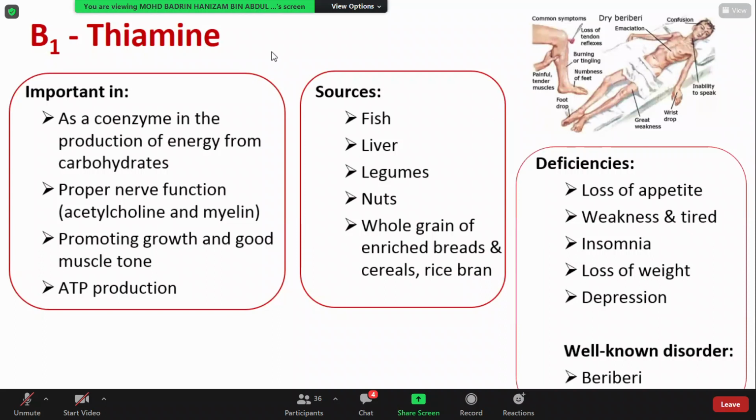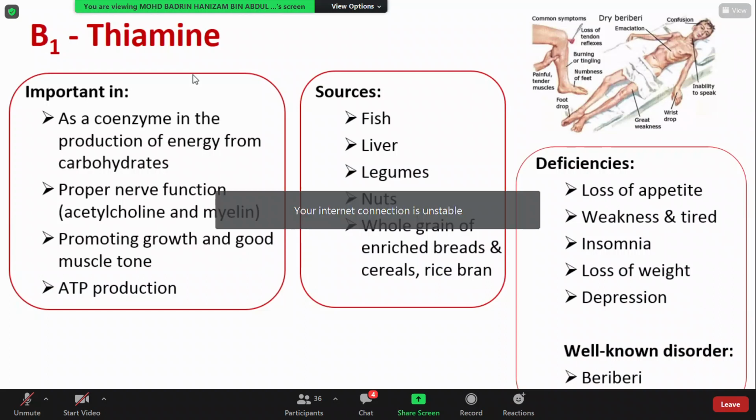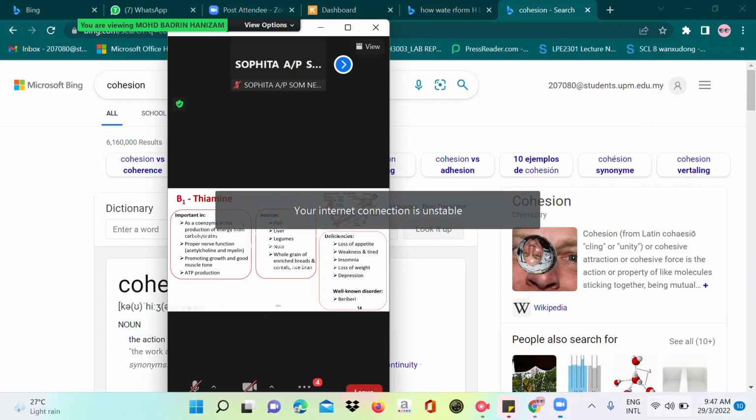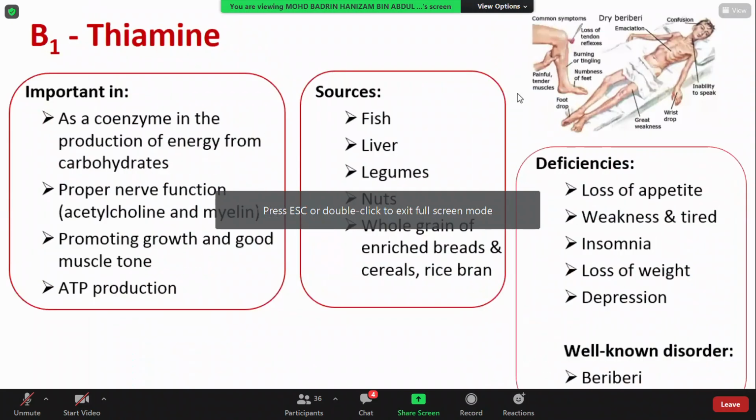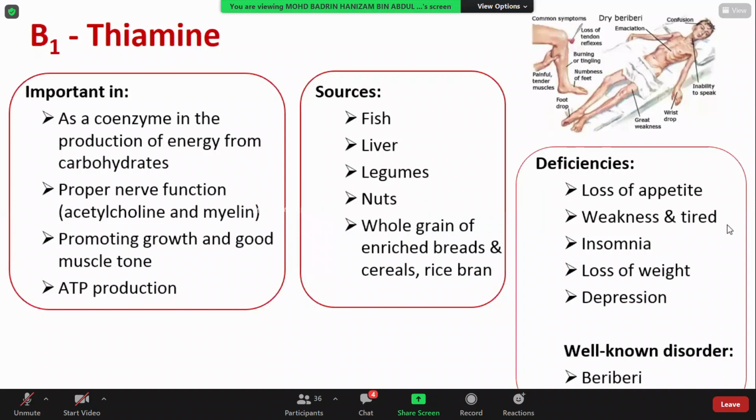So how about the deficiencies of vitamin B1, thiamine? Because vitamin B1 is responsible for energy production, as a coenzyme for energy production, ATP production, muscle production, growth, and muscle tone, the deficiency of this vitamin will cause loss of appetite, weakness, not having enough energy in the form of ATP, insomnia, loss of weight because of less energy, and depression. A well-known disorder called beriberi is the deficiency of vitamin B1. We call it beriberi.